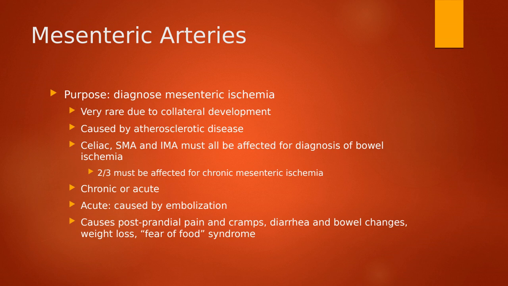Acute mesenteric disease is usually going to be caused by plaque embolization. So we have plaque somewhere else in the arterial system, travels into these smaller vessels and gets stuck.